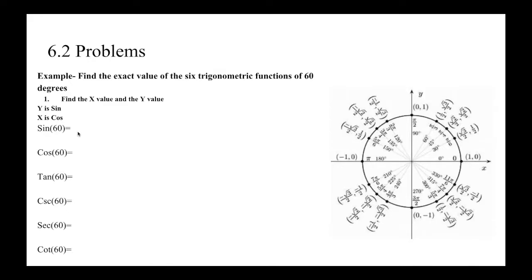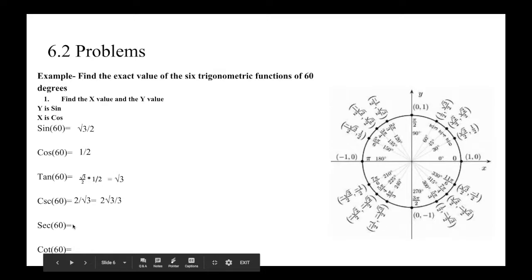To find sine, we look at the unit circle and find sine equals radical 3 over 2. For cosine, we look at the unit circle and find it equals 1/2. To find tangent, we take y divided by x, which works out to be radical 3 over 2 divided by 1/2, which equals radical 3. To find cosecant, we take the inverse of sine, which is 2 divided by radical 3, which simplified is 2 radical 3 divided by 3.